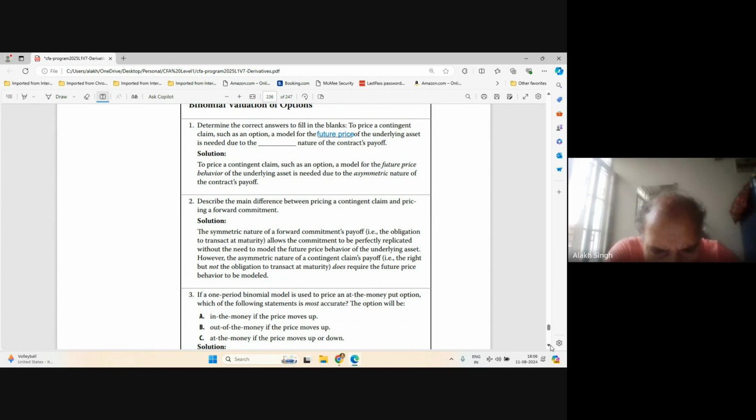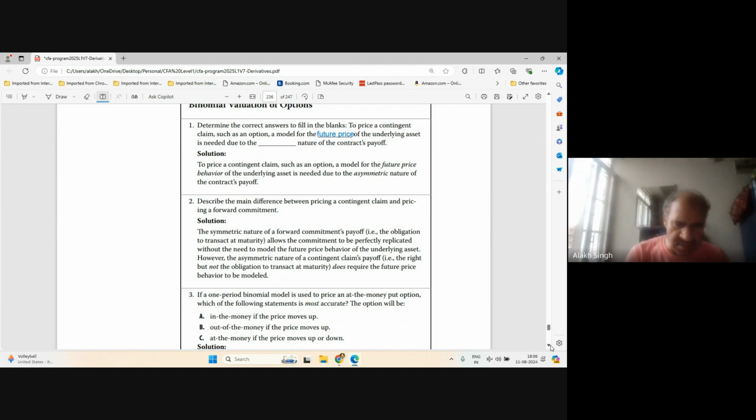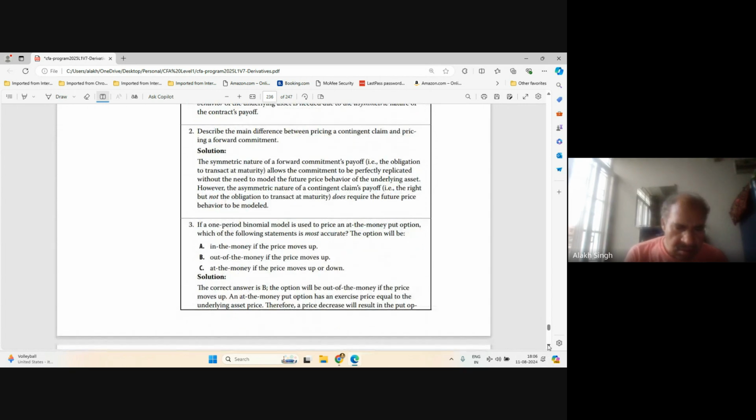So if a one period binomial model is used to price an at the money put option, it will be out of the money when the price moves up. So B is the correct answer, because it will be out of the money. The correct answer is B.